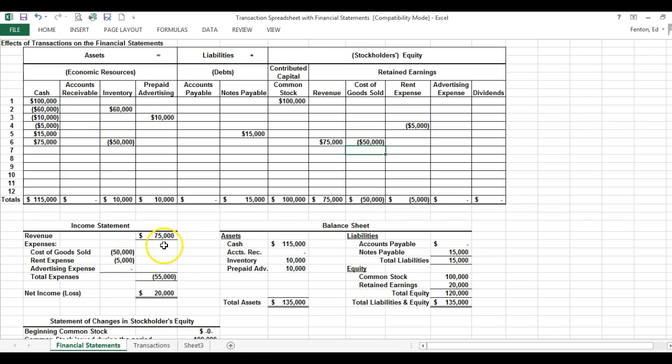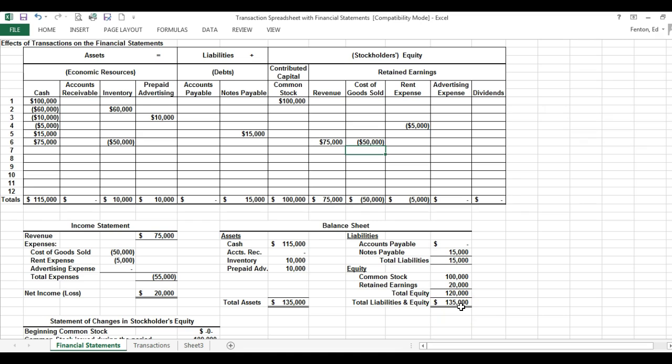Look at the income statement. We have more here now. Our revenue is now $75,000, cost of goods sold $50,000, rent $50,000, total expenses $55,000, net income is $20,000. That's equal to retained earnings. Total assets $135,000, total liabilities and equity $135,000.